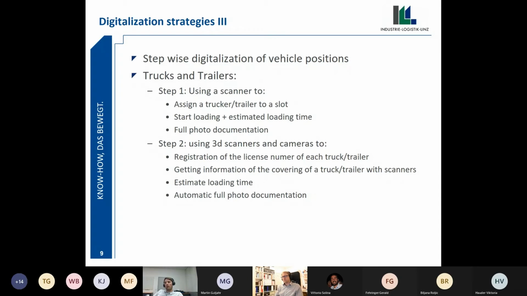Also, one of the interesting points would be to automatically do the photo documentation with some cameras on the top of the crane. So maybe we are able to replace the scanner totally.